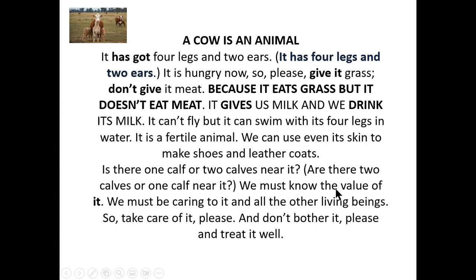We must know the value. This is a moral lesson maybe. We must know the value of it, a cow. We must be caring. We must be loving, caring to it and all the other living beings. So take care of it, please. And don't bother it, please. Don't harm a cow, please.